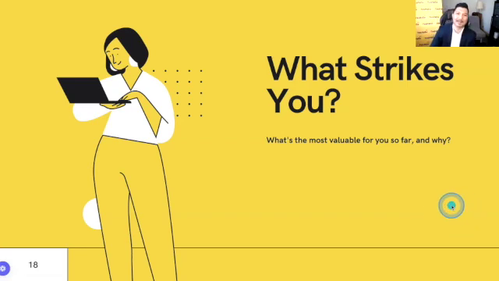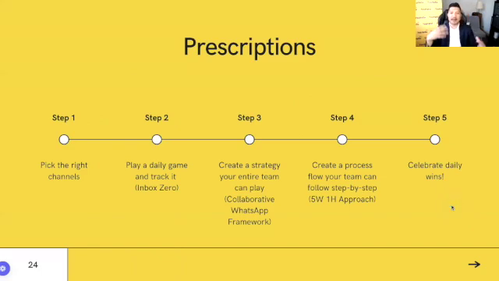All right, so I'm going to end this soon. Here are some prescriptions to get you started. Pick the right channels, not all channels, one, two, or three: WhatsApp, Messenger, Instagram, or email. Doing all becomes stress. Step two is you play that daily game, inbox zero. Simple to do. Play that game and they'll win every day and be motivated. Then create a strategy that your entire team can play again and again, so they know a game to play every day. Create a process and then celebrate daily wins.